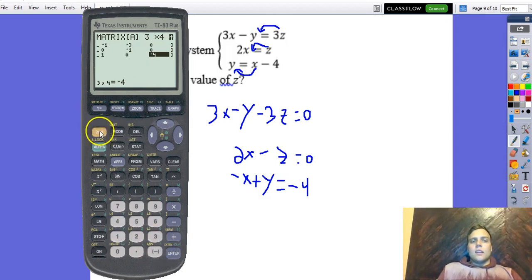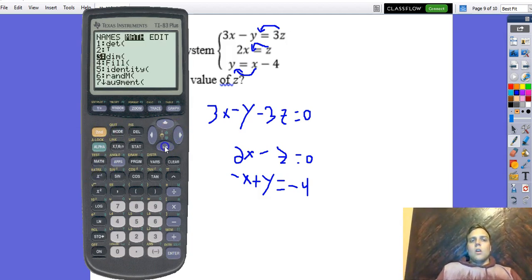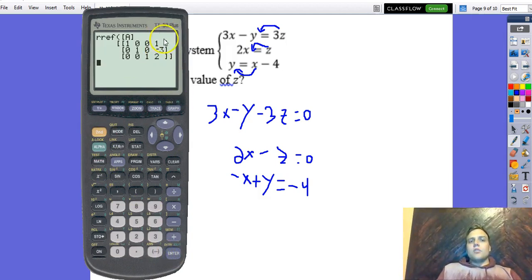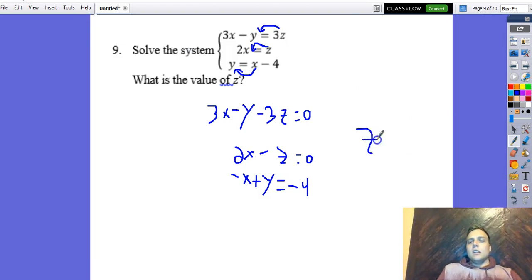Okay, now you hit second mode to jump out. You jump back in. You go over to math. You scroll all the way down to RREF. There we go. And then you enter the matrix one more time. Enter the one you edited, which in this case was A. Press enter. This last column is your answer column. x equals 1, y equals negative 3, z equals 2. So my answer is z equals 2. And that's it. That's all I was trying to do.